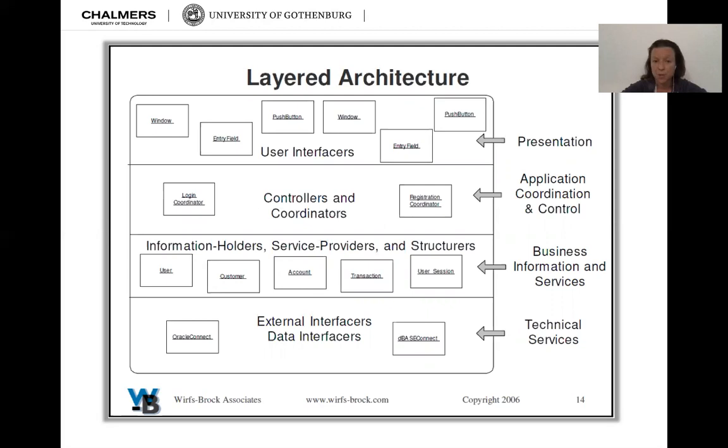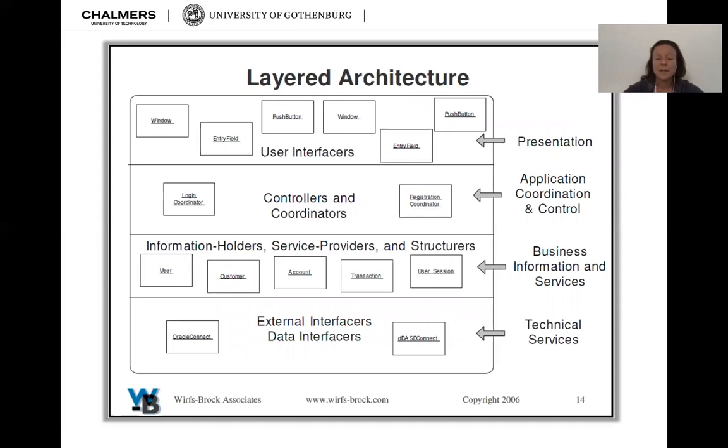So this is one of our original slides. As you see the copyright at the bottom, there is a presentation layer, and then there's application, coordination, and control. There's business information and services, and then there is technical services. So the more complex our systems get, the more important it is that we introduce this kind of layered architecture to keep an overview and that it does not get too crowded in our individual diagrams.